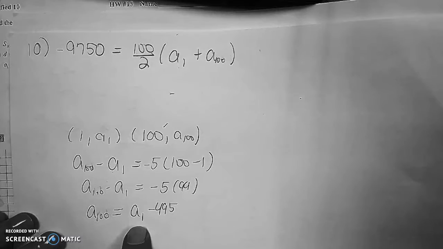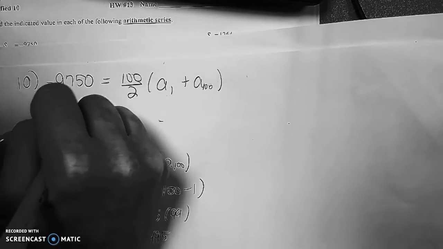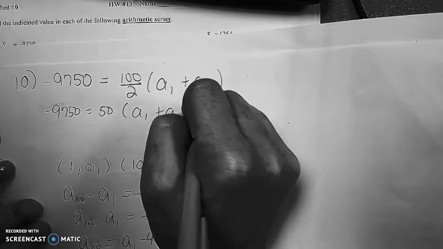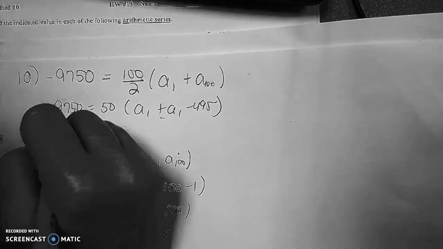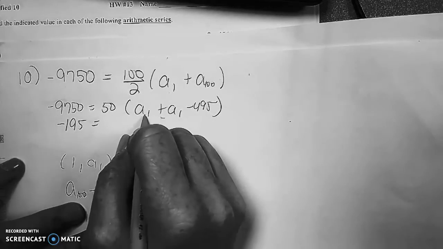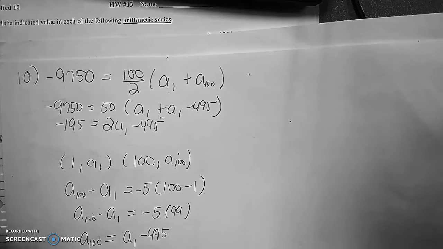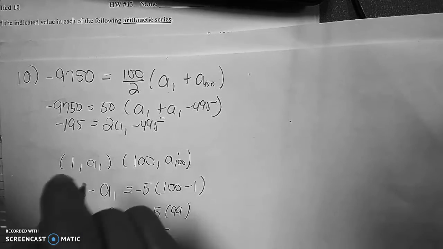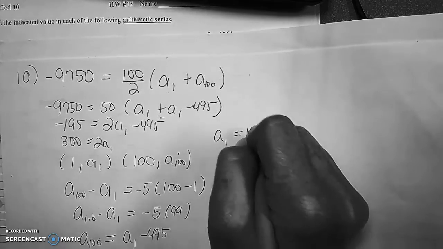And so what that now means is that I can plug that in for A sub 100. So -9,750 will equal, well, 100 divided by 2 is 50, times A1 plus A1 minus 495. I'm going to divide by 50. So I get -195 equals A1 plus A1, which is 2A1, minus 495. I need to add 495 to both sides. I get 300 equals 2A1. So therefore A1 is 150.